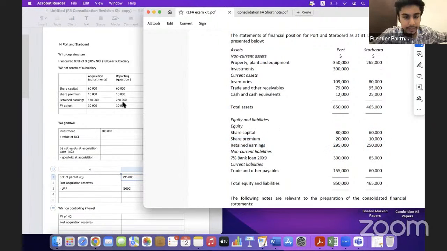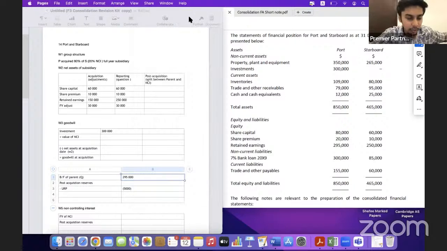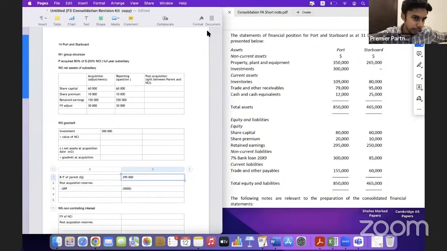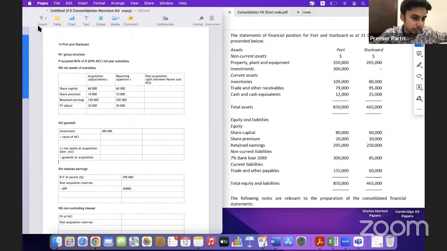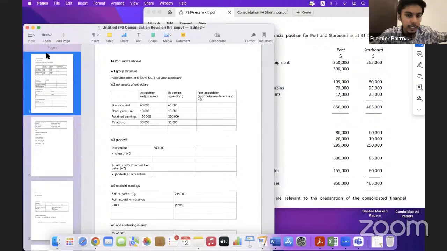Now, these answers we already took. I hope you remember 60, 10, and 250. I have already taken them to this one over here, which is my reporting column. 80 and 20 normally go to the SOFP directly. They don't go to any workings. And this 295, because I'm doing a retained earnings working, I have taken here as the brought forward of the parent. Non-current liability, trade payable. Now everything is done. Now we just have to finish our question.